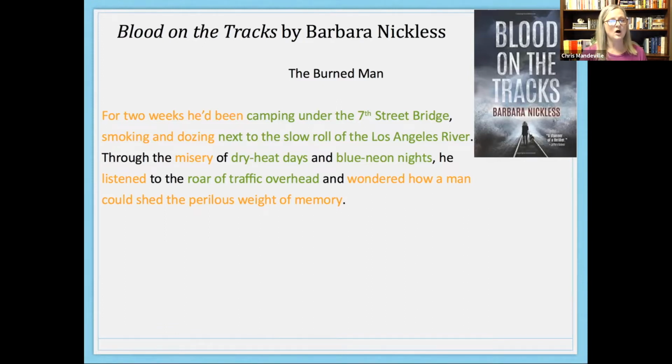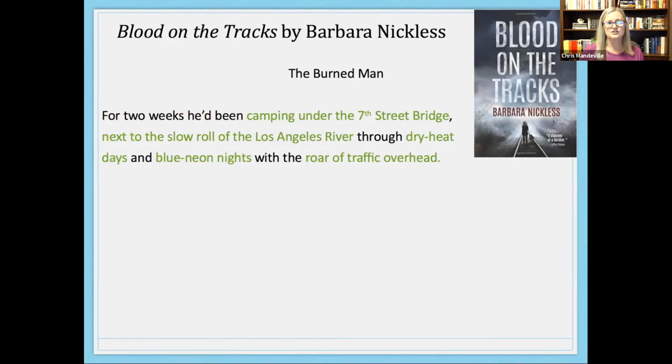If we took out all of the character interaction and just had the setting, it's actually just one sentence long. For 2 weeks, he'd been camping under the 7th Street Bridge next to the slow roll of the Los Angeles River through dry heat days and blue neon nights with the roar of the traffic overhead. That is very setting heavy. So your writing will be better received by your readers if you have each sentence do multiple things. Address character, plot, and or setting in every single sentence if you possibly can, rather than having a sentence that addresses setting all by itself.